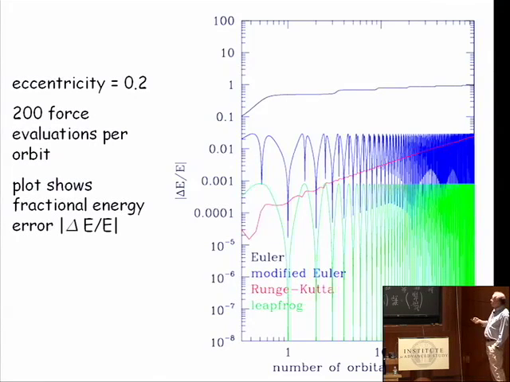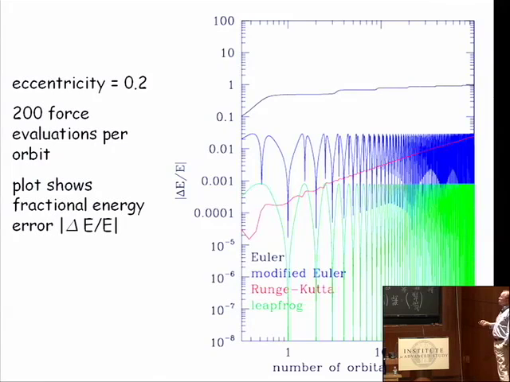These curious oscillations, of course, are because I'm taking the absolute value on a logarithmic scale and it's oscillating between positive and negative. But what you can see is that even after 100 orbits, Runge-Kutta, although it's a fourth order method, is doing orders of magnitude worse than Leapfrog.